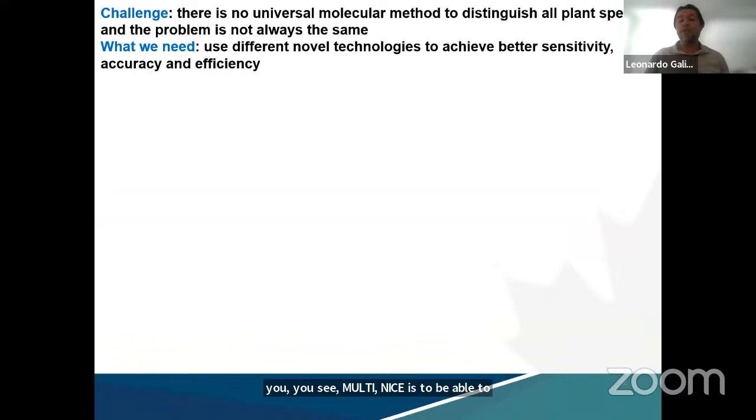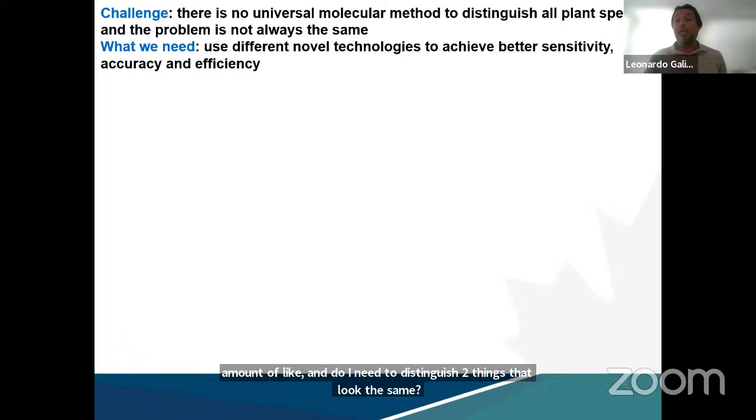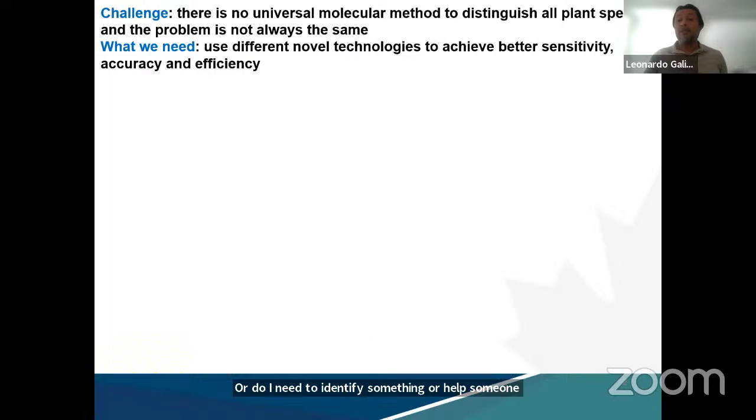And there's no universal barcode. So there's no DNA barcode that can apply to any species, so we can differentiate any two species. There are different regions of the genome with different levels of resolution to identify species. And additionally, the method that I need to implement from the molecular perspective is going to depend on the context. Do I need to find a trace amount of a contaminant? Do I need to distinguish two things that look the same? Or do I need to help someone identify something while I don't have all the expertise to do it, right?